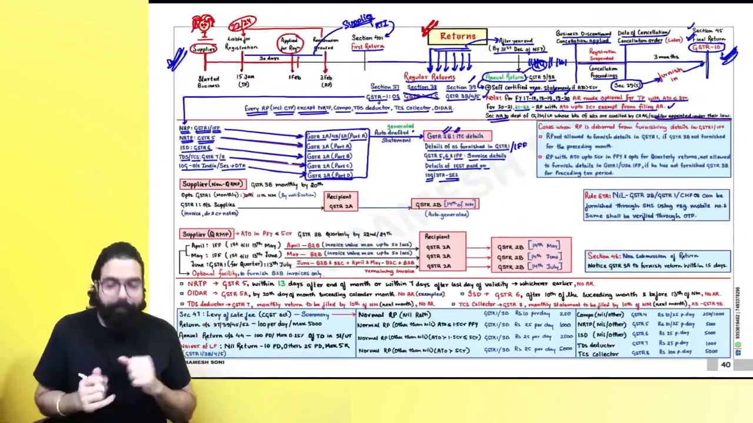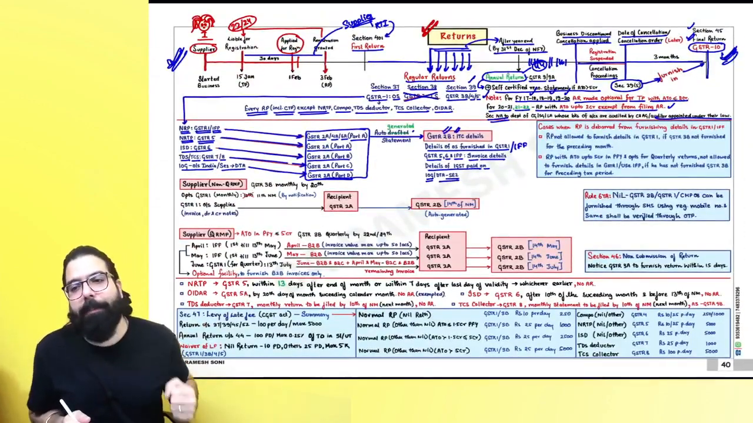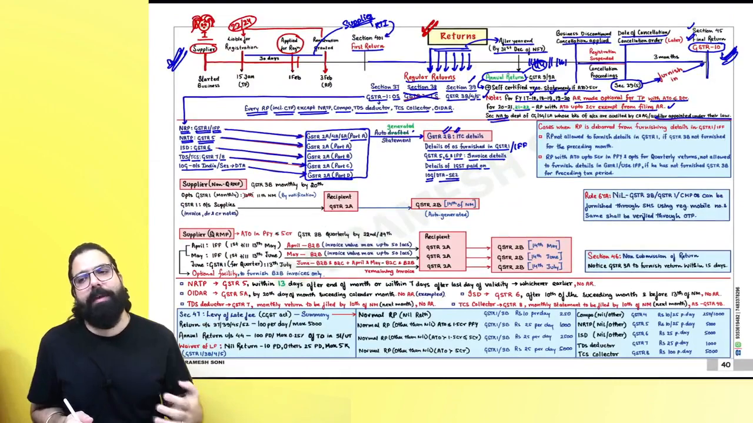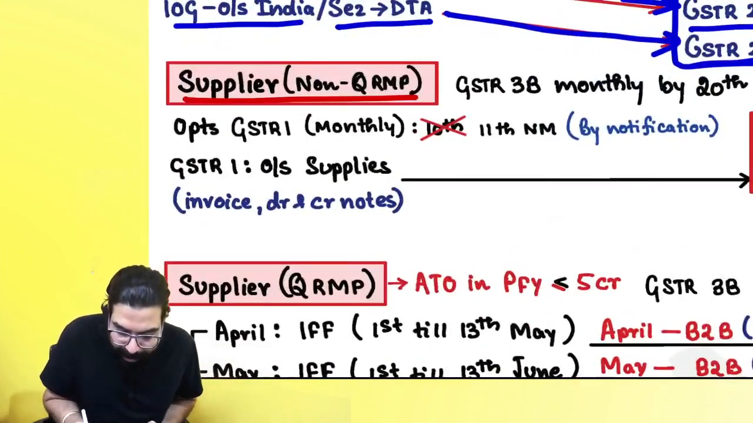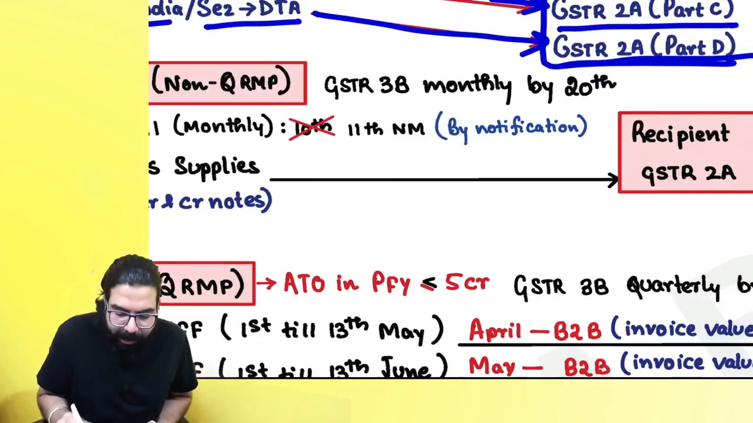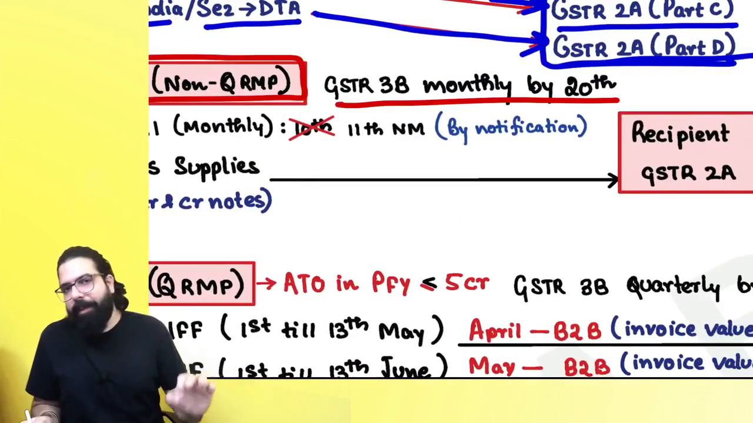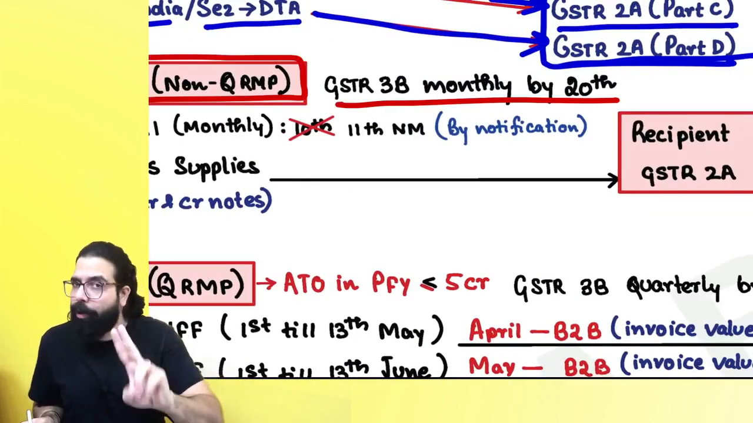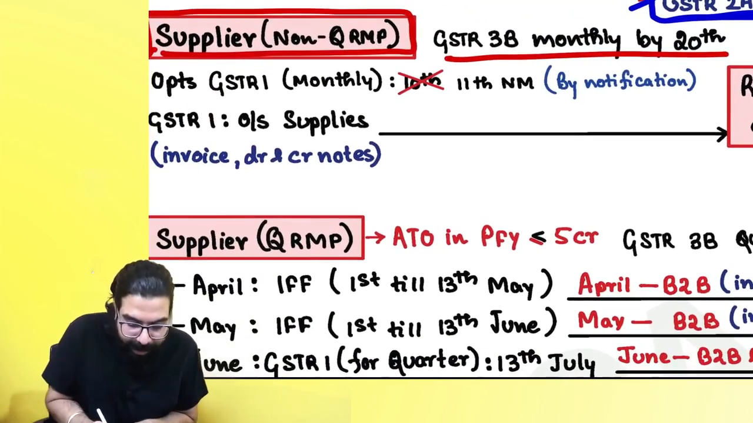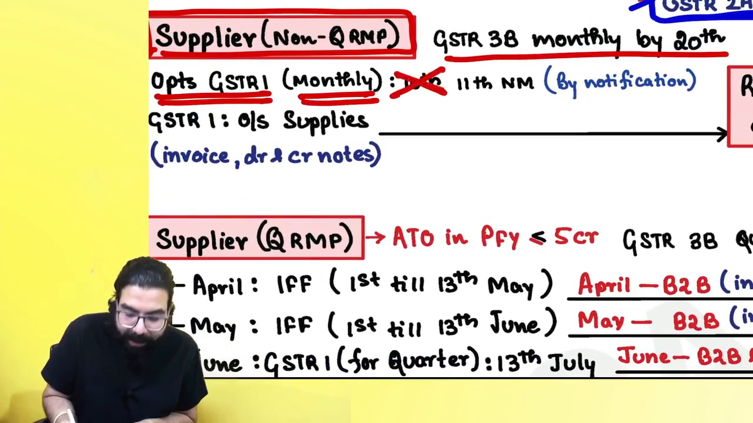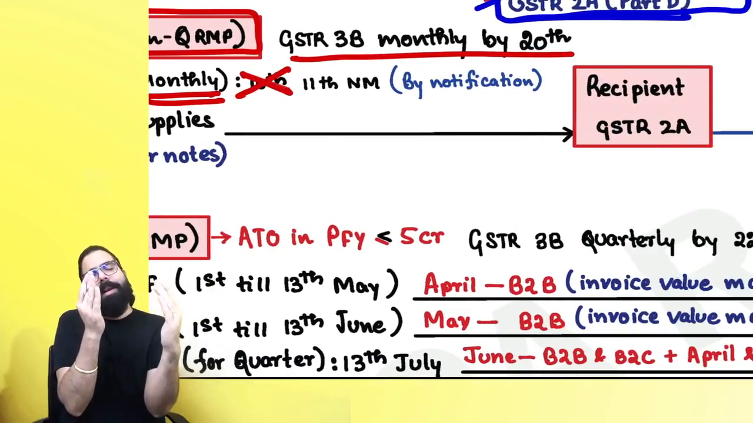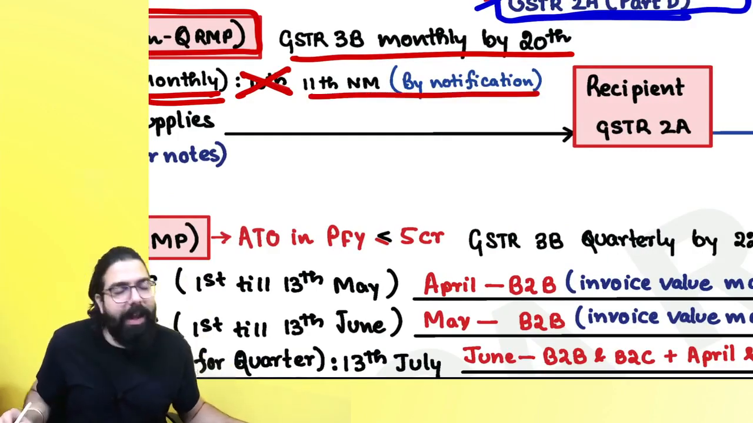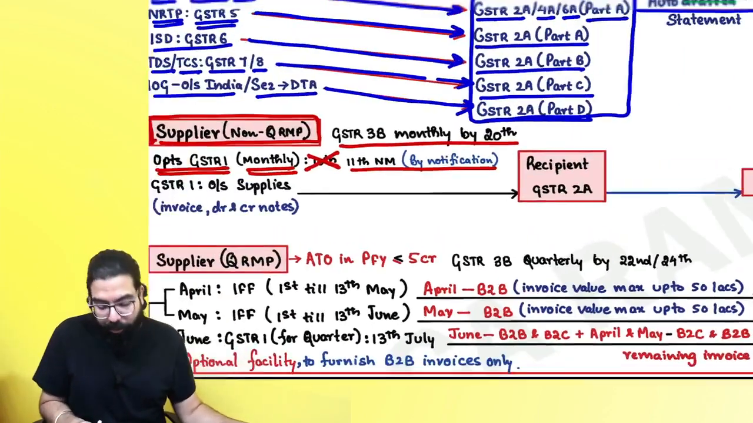Now please come back. If I am a person who is not under the QRMP scheme, a supplier who is not under the QRMP scheme, then GSTR 3B, every month by the 20th you are going to file. Every month by the 20th you are going to file GSTR 3B, and GSTR 1 monthly you are going to file. The due date is no more the 10th. Every month gets over, monthly GSTR 1 by the 11th you will have to file, and there is a notification which was issued for this.